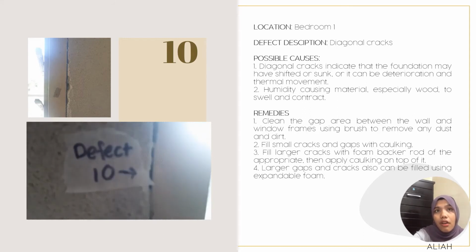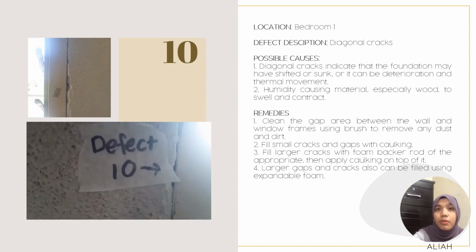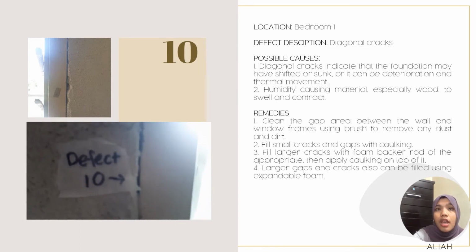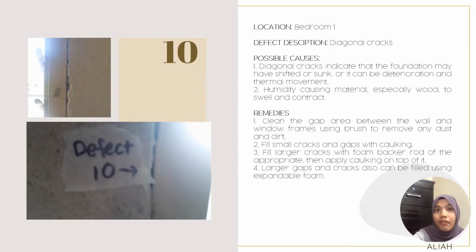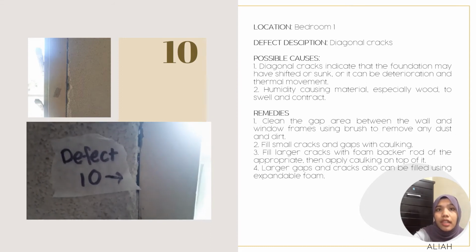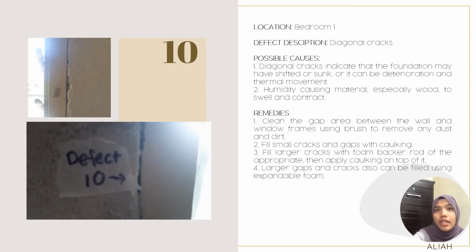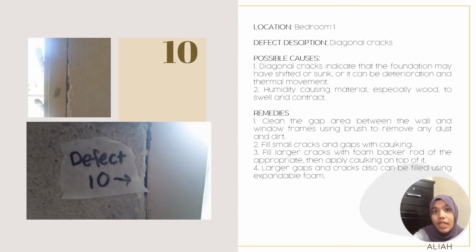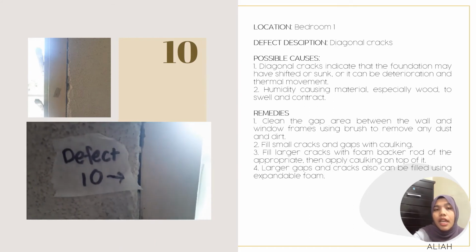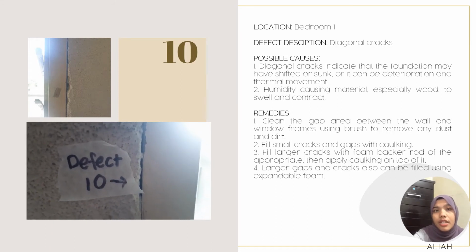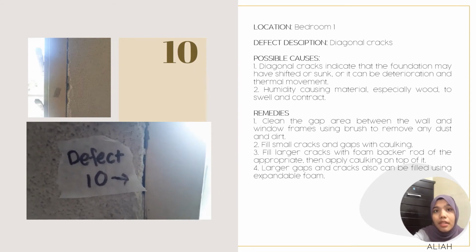So the remedies of this defect, first, clean the gap area between the wall and the window frame using a brush to remove any dust and dirt. Fill small cracks and gaps with caulking. And if there are large cracks, you can fill the large cracks and gaps with foam backer rod of the appropriate size by pushing it into the gap with a putty knife, then apply caulking on top of it. Larger gaps and cracks can also be filled using expandable foam.